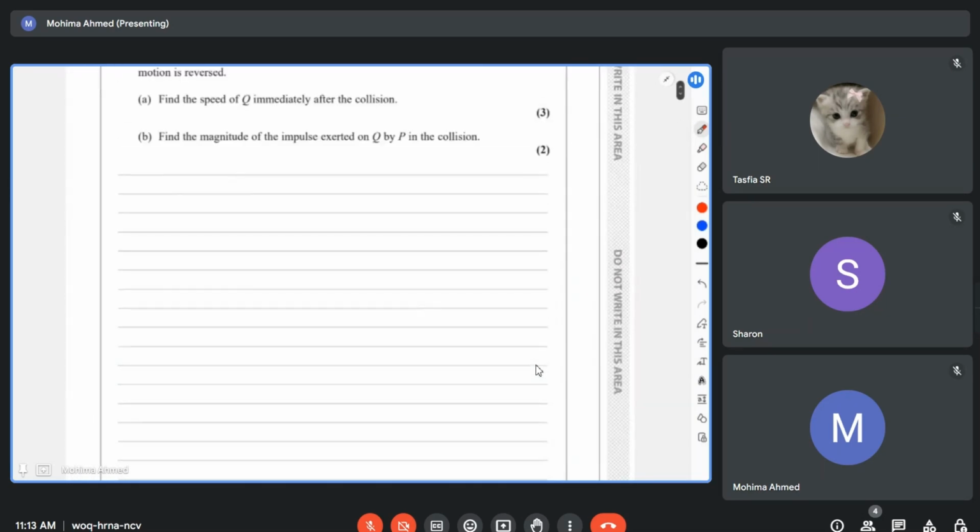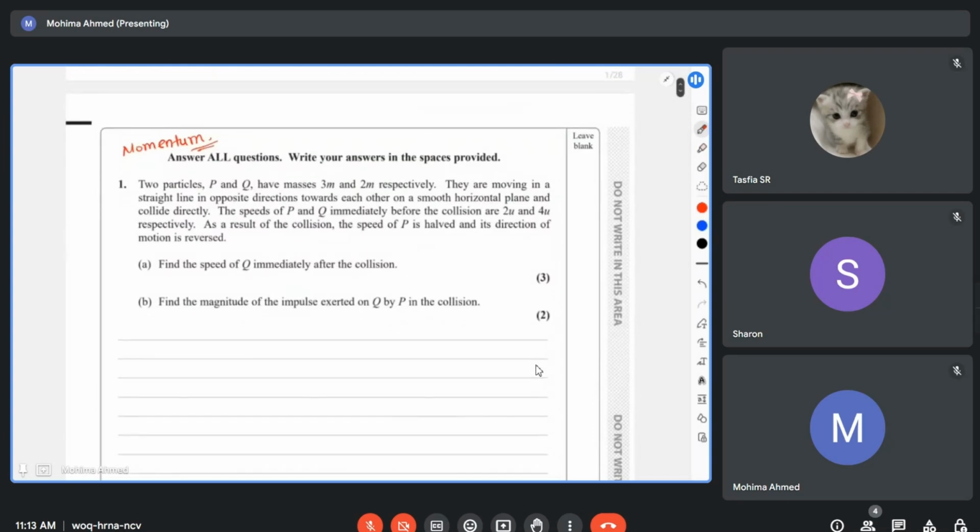So let's move on to the very top and start with momentum. Momentum is a very easy concept, right? Sum of momentum before collision equals sum of momentum after collision. It says that two particles P and Q of masses 3m and 2m. That means mass for P is 3m and mass for Q is 2m. They are moving in a straight line in opposite directions towards each other on a smooth horizontal plane and collide directly. The speeds of P and Q immediately before collision are 2u and 4u respectively. As a result of the collision, the speed of P is halved and its direction of motion is reversed.